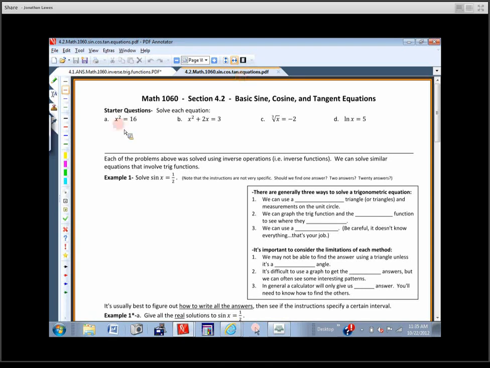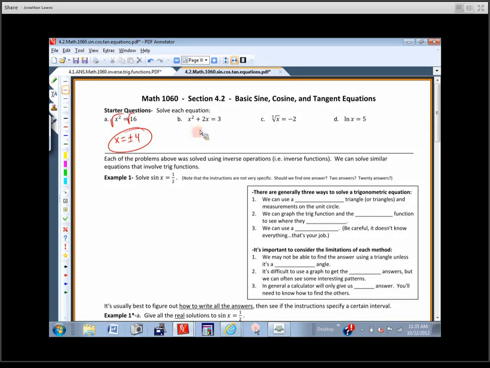So if I were solving this one right here, there's a couple different ways I could do this. But probably the most straightforward way to solve x squared equals 16 would be to do what? Take the square root. Okay? Take the square root of both sides. I get an x over here. When we take the square root of something, we have to account for the fact that it could have been positive or negative, so that'd be plus or minus 4.